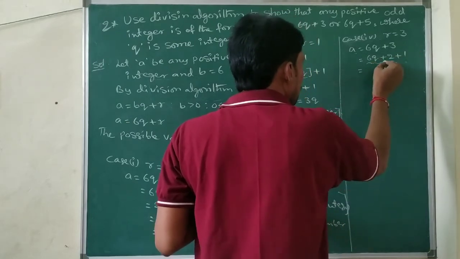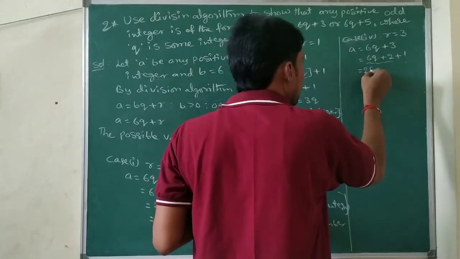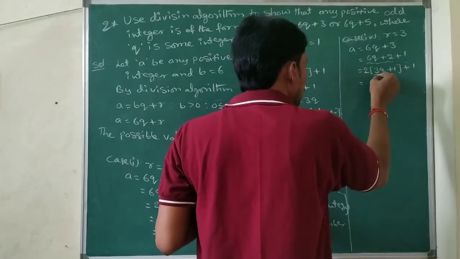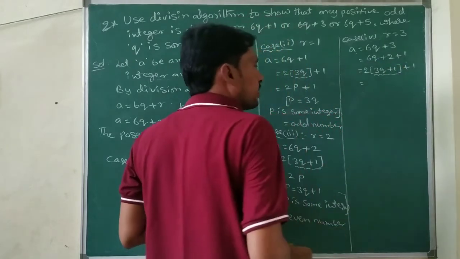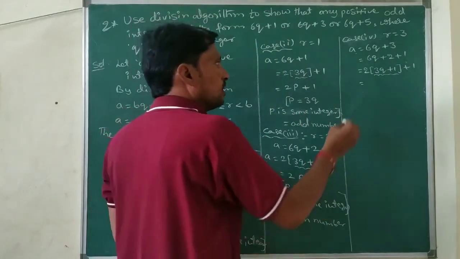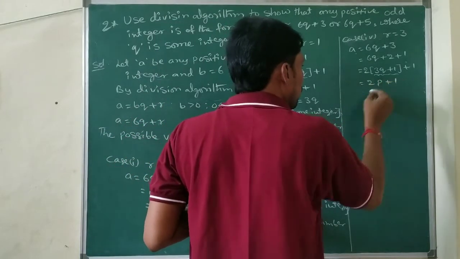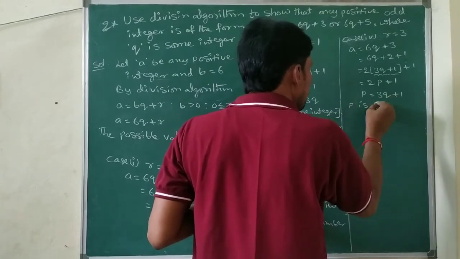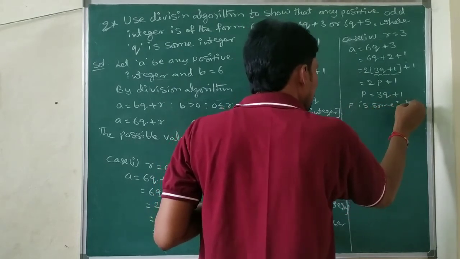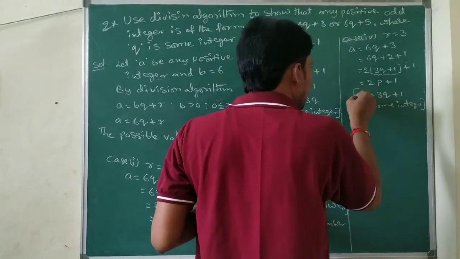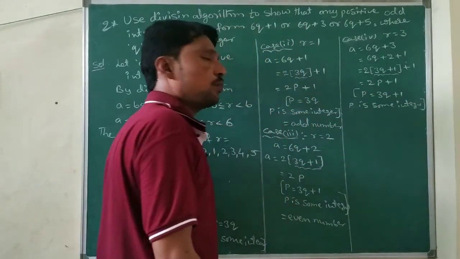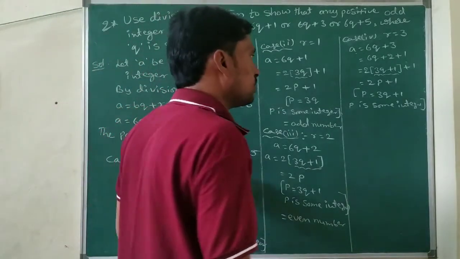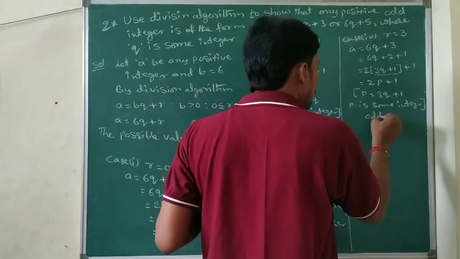In this, up to here you can take 2 as a common factor. 2 we are taking as common means 3q plus 1 as it is. So this 3q plus 1 I am taking as some integer p. That equals 2 into p plus 1. p equals 3q plus 1, p is some integer. So 2p plus 1 is the general form of an odd integer, which means we are getting an odd number.